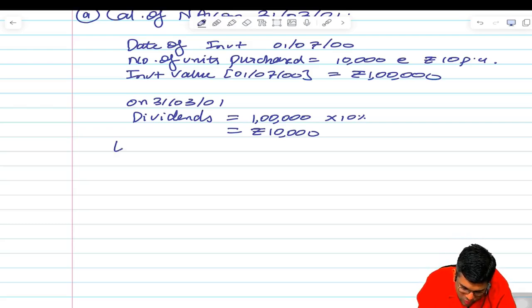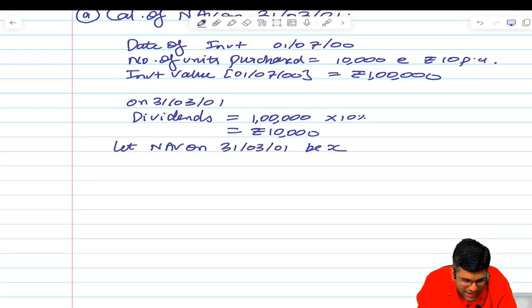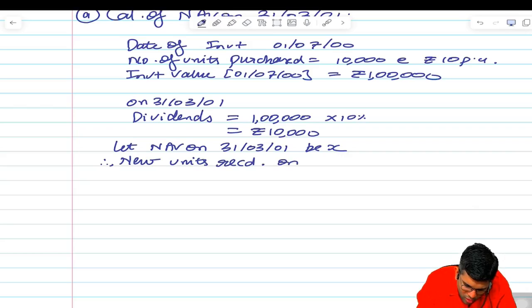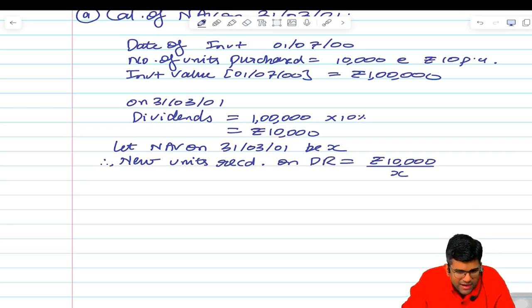So look at the screen now. Let the NAV on 31/3/2001 be X. I don't know what it is. If I knew, I would have been able to calculate the number of units, but I don't know. So new units received on dividend reinvestment will be that 10,000 reinvested at the rate X. Full clarity is there? Okay.